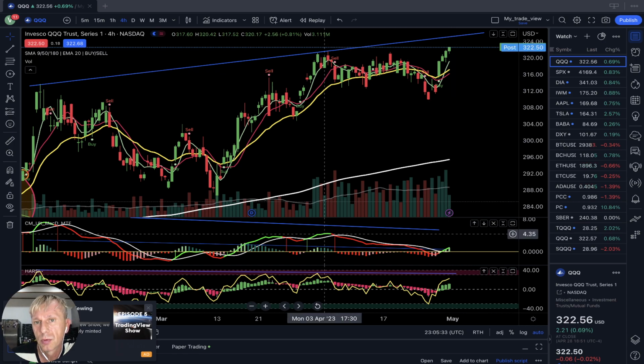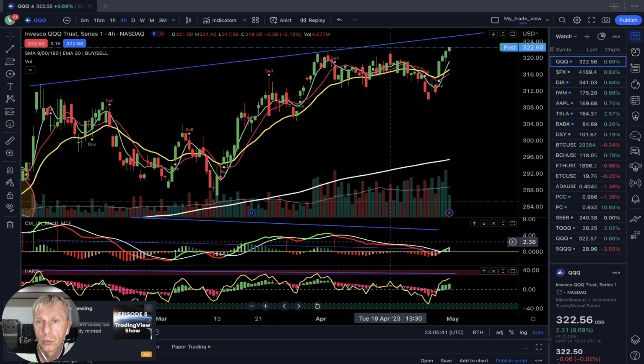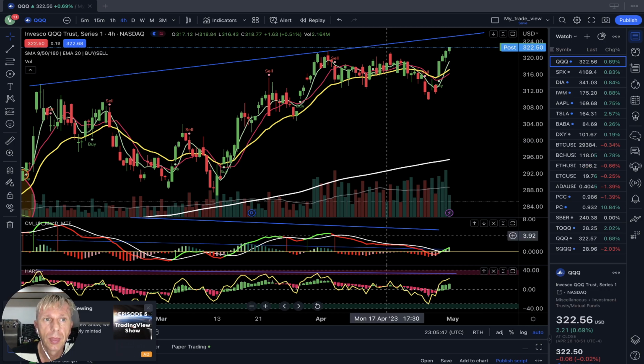MACD is bullish, but with bearish divergences. Like I told you, triple bearish divergences on all time frames. Same on RSI, bullish signal with bearish divergences.